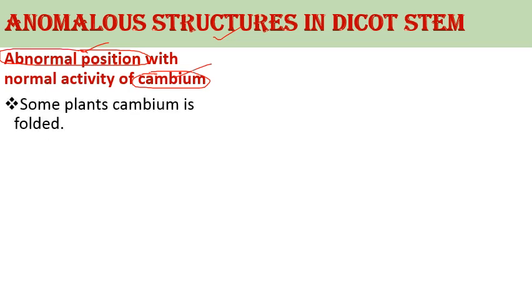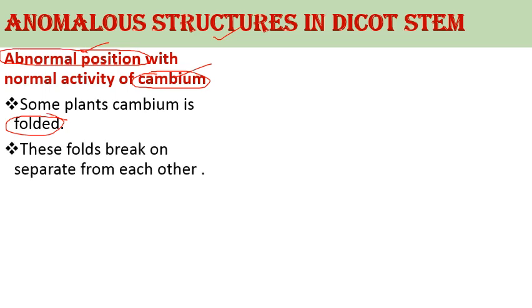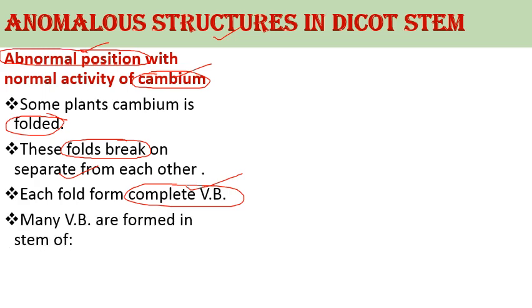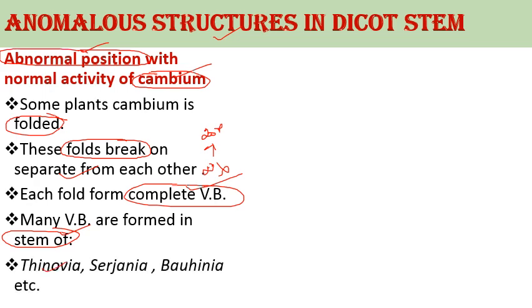So in some plants cambium is folded and these folds break, due to which the cambium separates from each other, and each fold forms a complete vascular bundle. Here the activity of vascular cambium is normal, means it forms secondary phloem towards outer side and secondary xylem towards inner side. So many vascular bundles are formed as a result of this, and these types of vascular bundles are found in case of Thinouia, then Serjania.